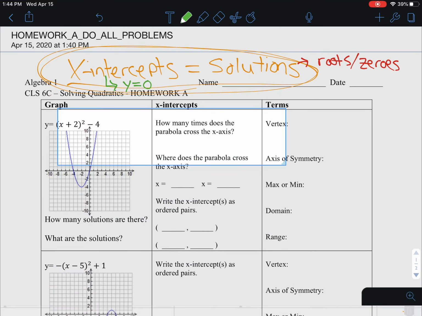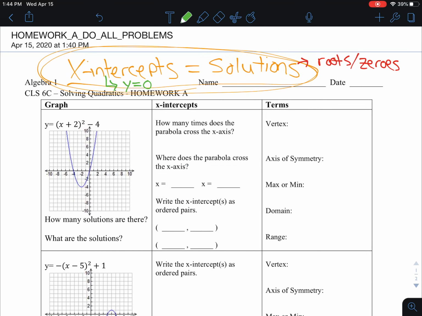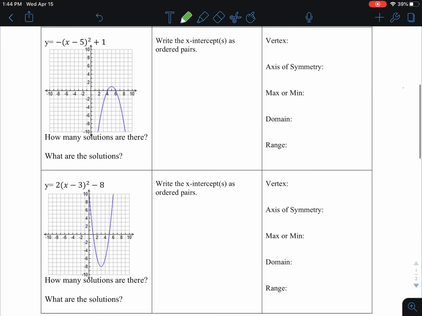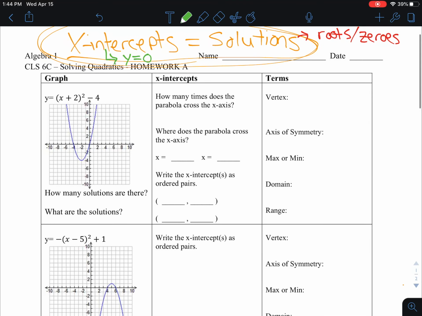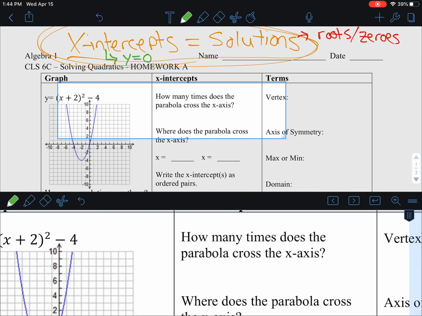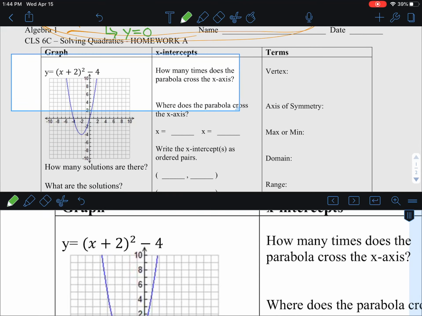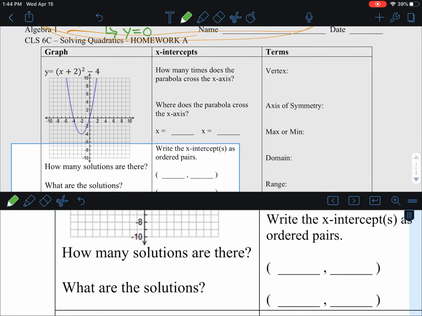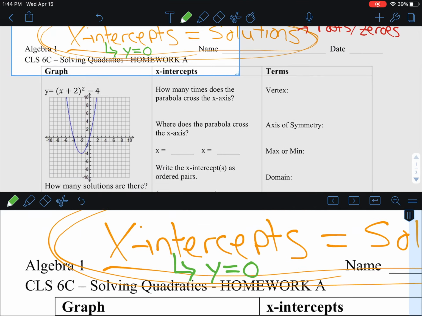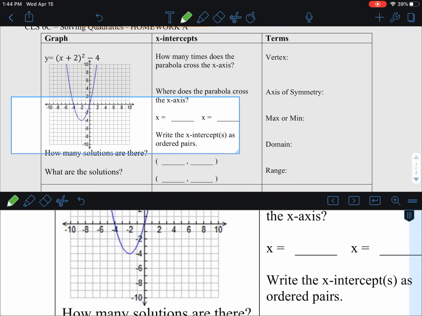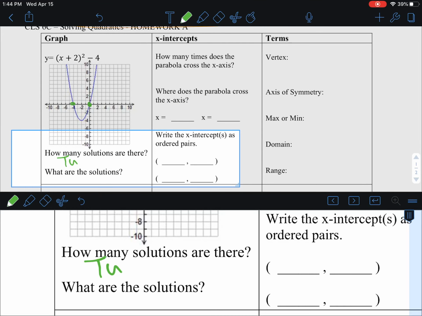I'm just going to do this first one with you. You can do it on the homework, follow along, and then you're going to just have to do these bottom two problems. But you're basically just completing each little chart right here. So if you look here, this is the function, x plus 2 squared minus 4. And I ask you, how many solutions are there? In other words, how many x-intercepts are there? Well, you look, there's one there, and there's one there. So there are two solutions.